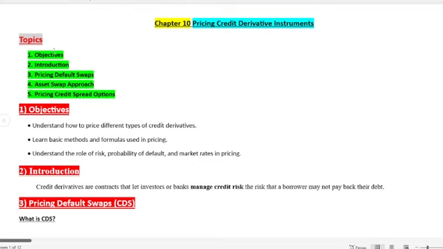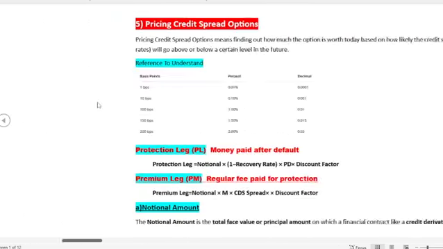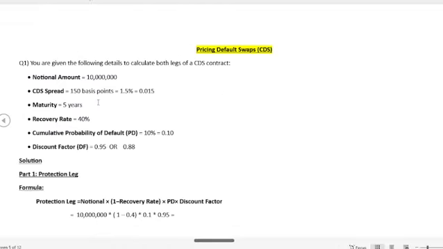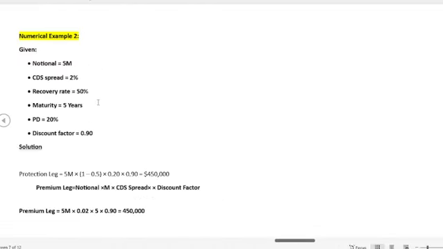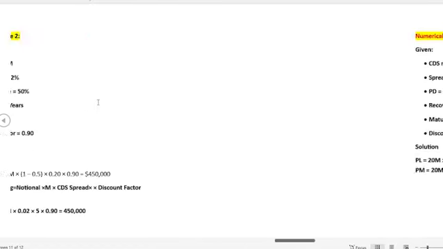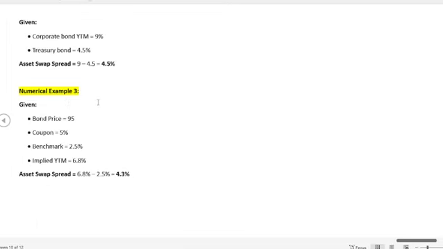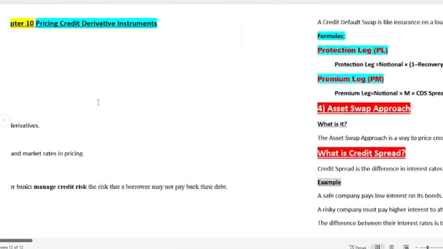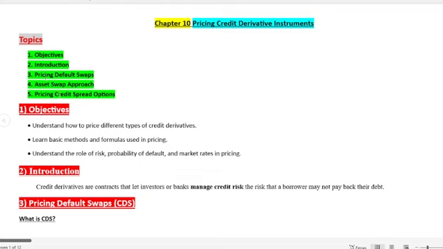In this chapter, we are going to cover five topics: first is the objective, second is the introduction, third is pricing default swap, fourth is the asset swap approach, and fifth is pricing credit spread option. I have tried to make this chapter much shorter and cover all the important topics from the examination point of view and as knowledge. We have 12 pages, so before wasting time, let's start with the objective.